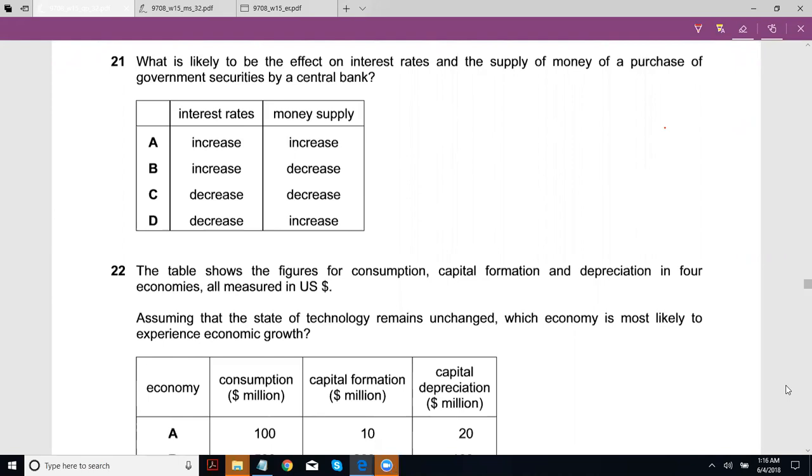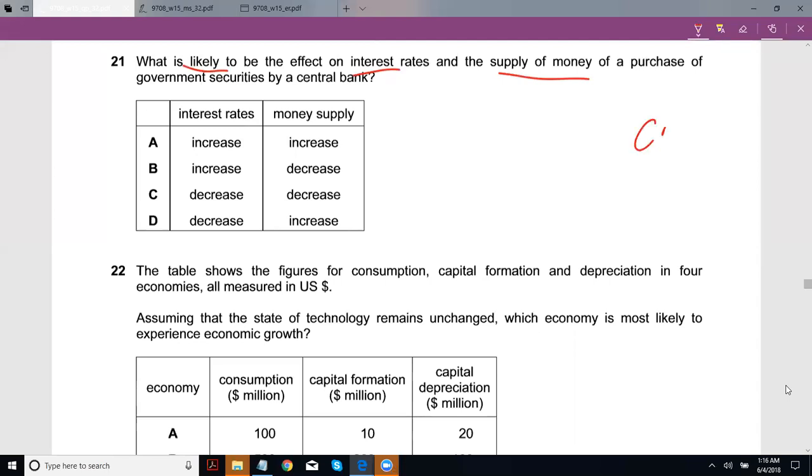21, what is likely to be the effect on interest rates and money supply of a purchase of government securities by a central bank? Now, I know a lot of you have just memorized that when government sells securities, money supply decreases, but be a little careful to whom it's selling its securities to. That happens if it sells it to the non-bank private sector, to households basically.